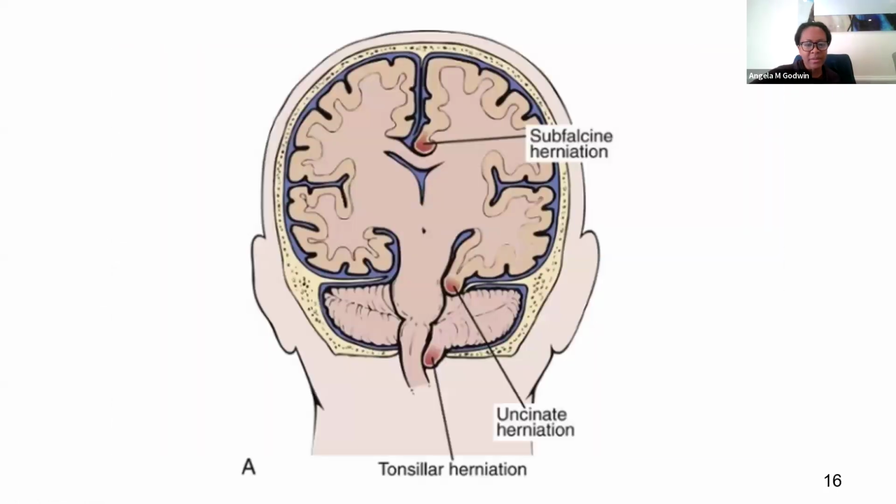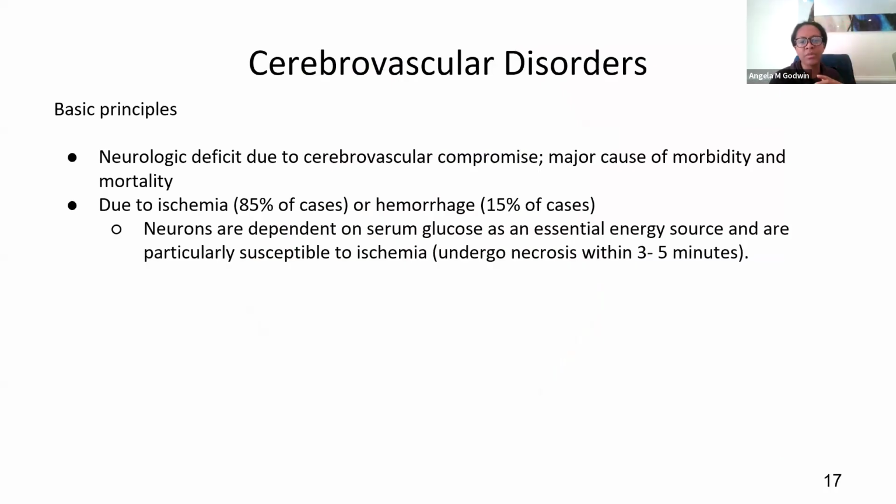Okay, that's a picture of that. I showed you different places for herniation. Okay, cerebral vascular disorders, thinking like strokes, neurological deficits, compromised usually due to lack of blood flow, or usually it's ischemia, which is 85% of cases. So this is a change in blood flow to the brain. So usually, again, it's ischemic. In some cases, it could be hemorrhagic, which, again, I've seen my share of hemorrhagic strokes.